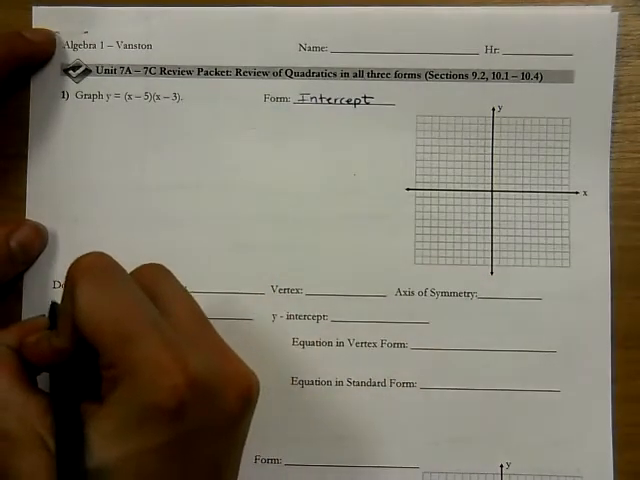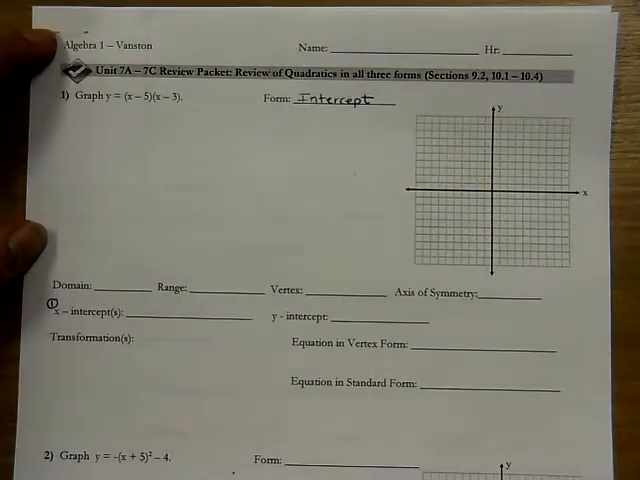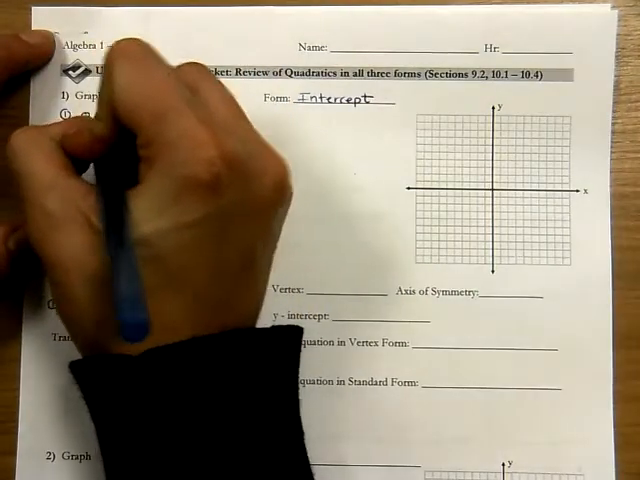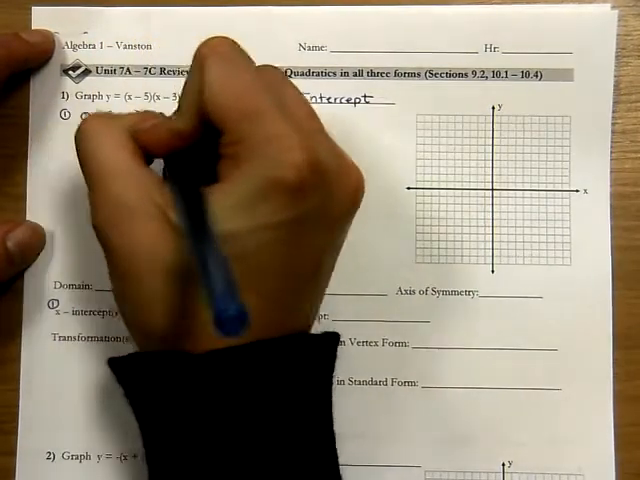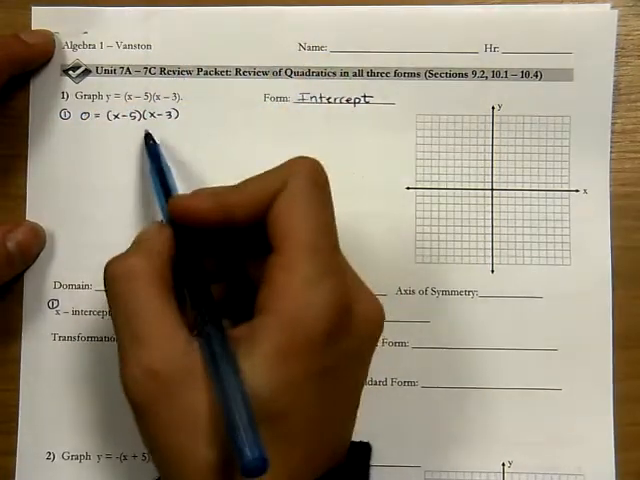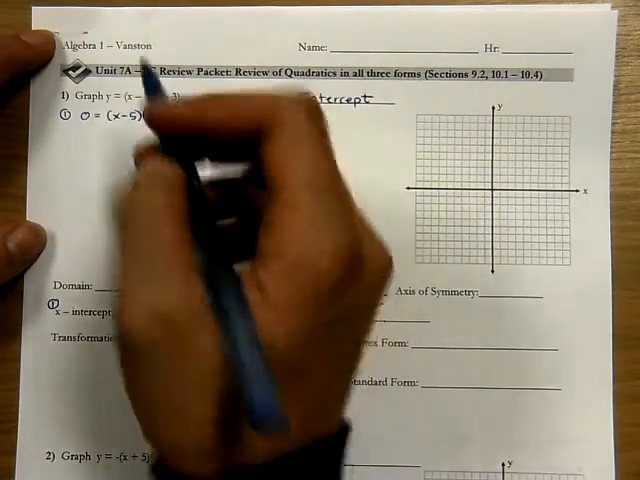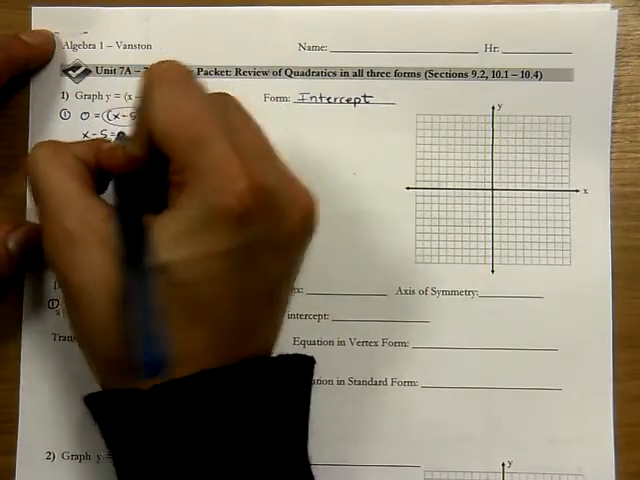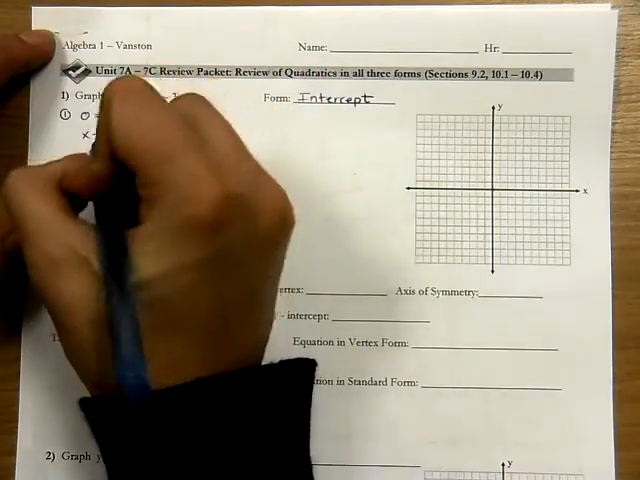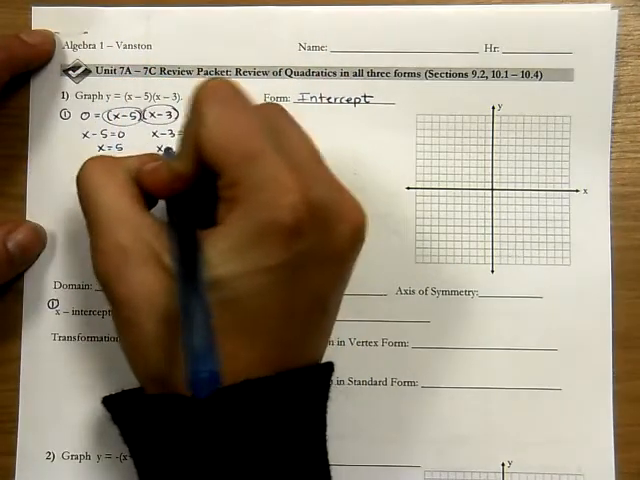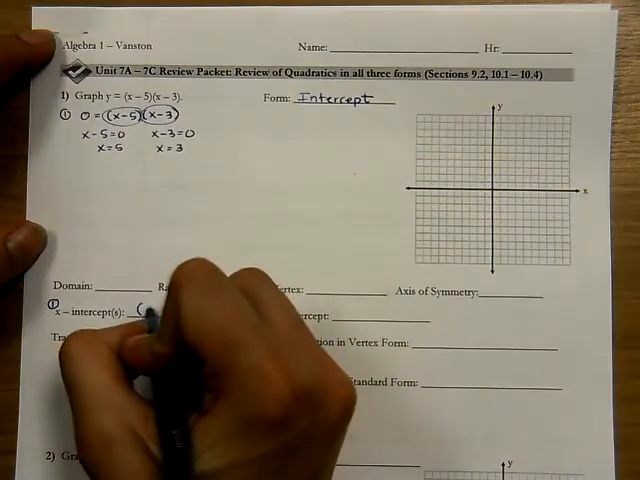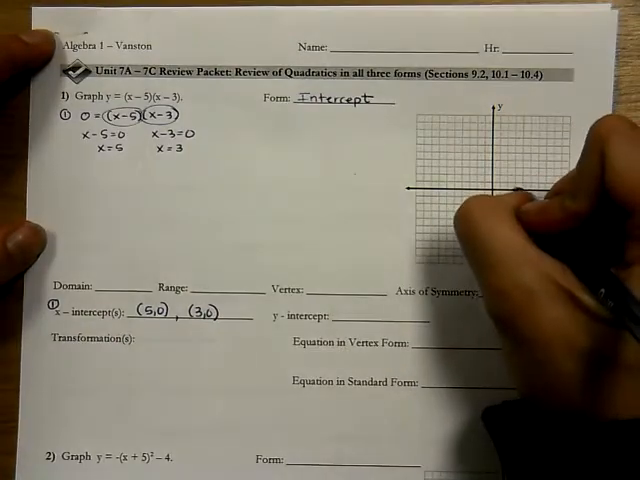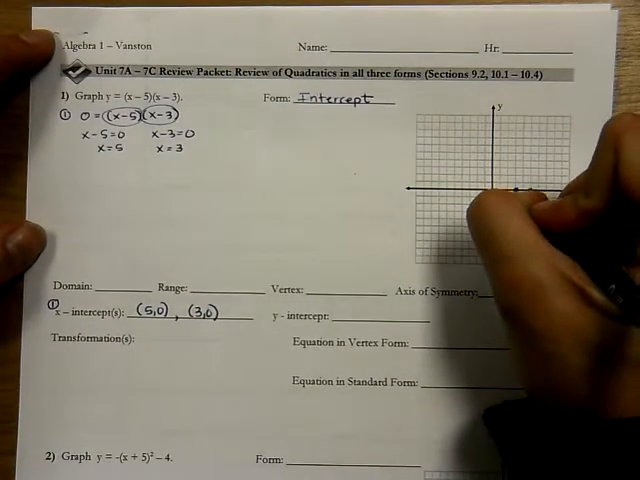So I'm going to put a number 1 down here, because that's the first thing I'm going to find: the x-intercepts. To find the x-intercepts, I let y equal 0, and then I can solve for x. When an equation like this is in intercept form, to solve, I use the zero product property. I set each factor equal to 0. So x minus 5 equals 0 and x minus 3 equals 0. When I solve, I get x equals 5 and x equals 3. So my x-intercepts are (5, 0) and (3, 0). And then I can go plot those points, (3, 0) and (5, 0).